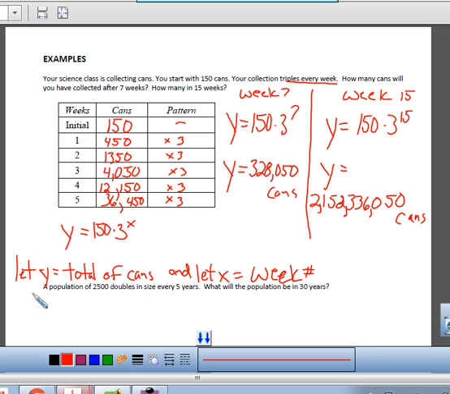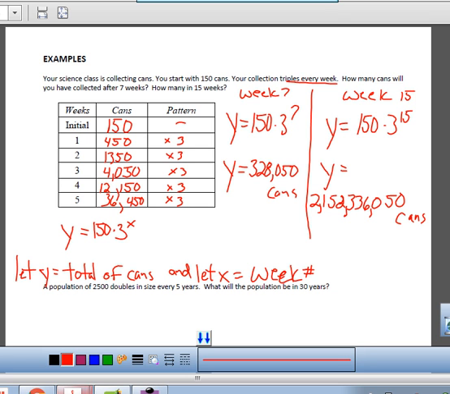There's this problem here, a population of 2,500 doubles in size every 5 years. What will the population be in 30 years? See if you can figure this out. At least try to find the number, even if you can't do the equation. If you can do the equation, it'll be really easy.